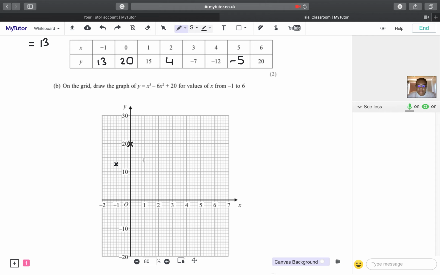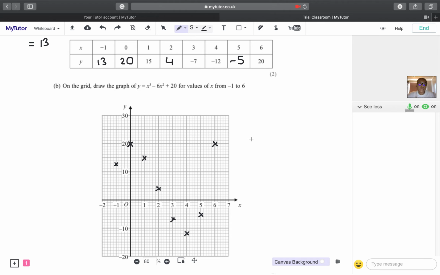Then we've got 1, 15, 2, 4, 3, minus 7. Then we've got 4, minus 12, 5, minus 5, and 6, 20.